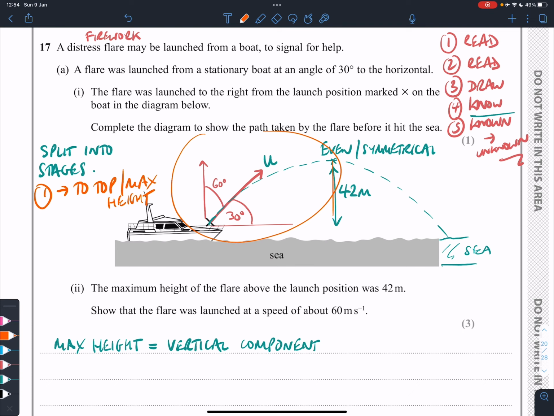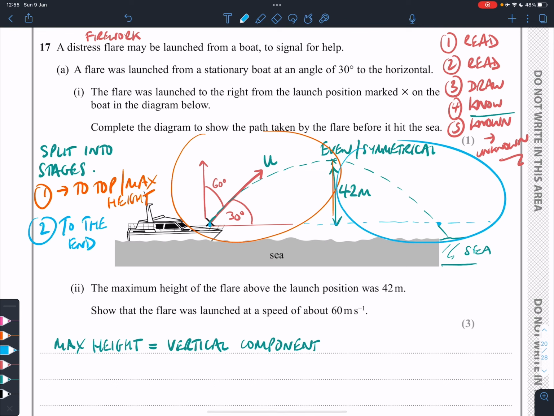And then secondly, 2, then to the end or the bottom when it falls. So in this case, it's this bit. And it won't always fall to the same height it started with. In this case, it won't, because it'll actually go into the sea, so there'll be a slight height difference there. And the time that it takes to go from this point to the middle and then this point to the end will be exactly the same. So that's the idea of this.